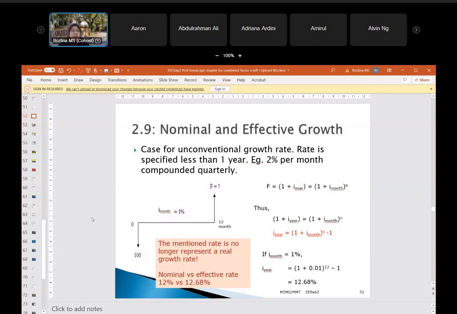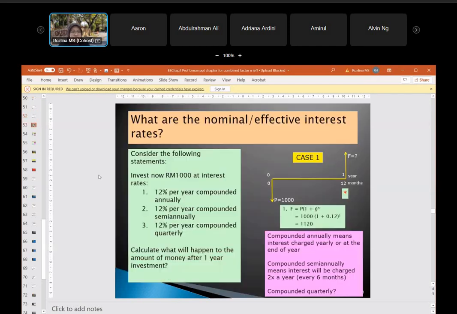Okay, now we move on. This is just about the concept. What are the nominal and effective interest rates? Consider the following statement. Invest now, that means P, 1,000 at an interest rate of 12% per year compounded annually, or 12% per year compounded semi-annually, and 12% per year compounded quarterly.